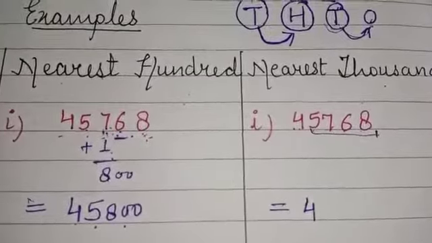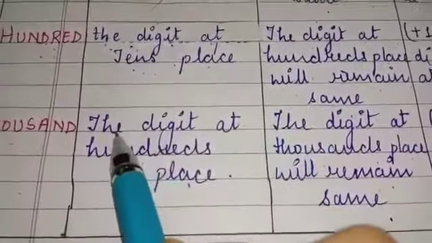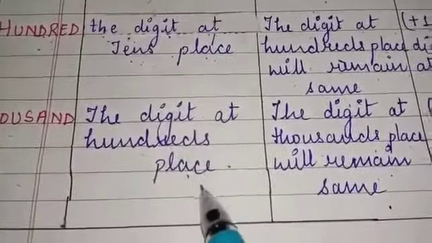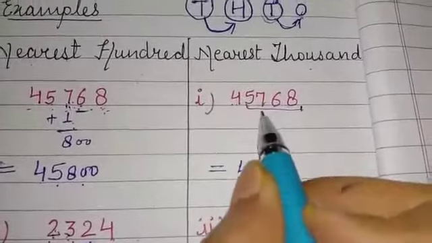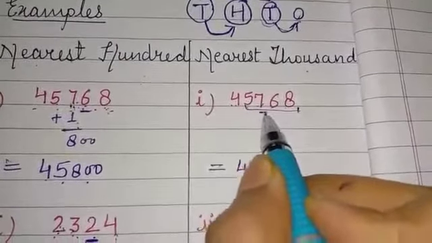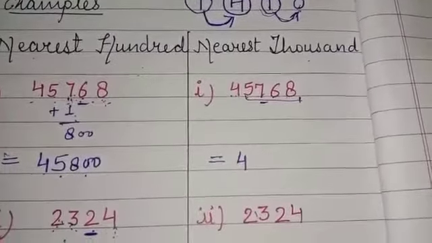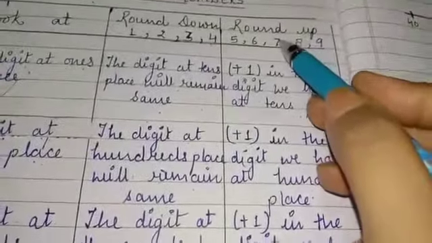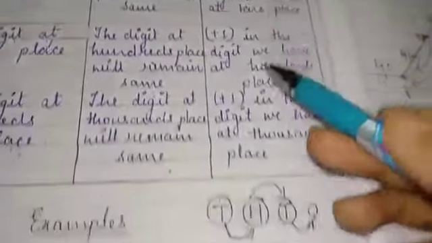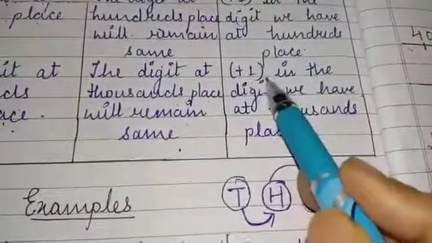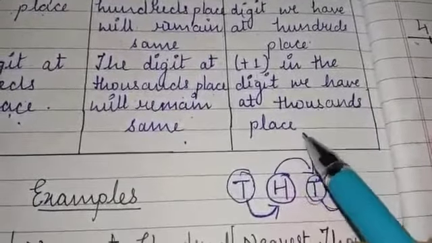The next is, what we have to do? We have to see the digit we have at hundreds place. What we have at hundreds place? We have 7 at hundreds place. Now, if we have 7 at hundreds place, then we will round up the number. Round up means we will add 1 in the digit we have at thousands place.